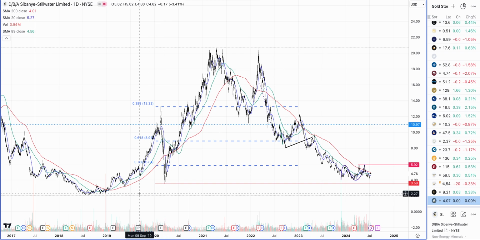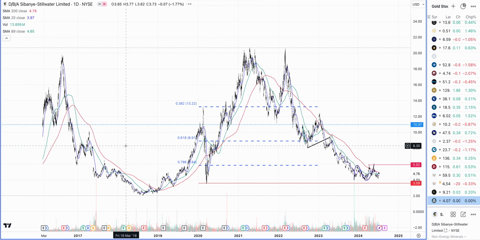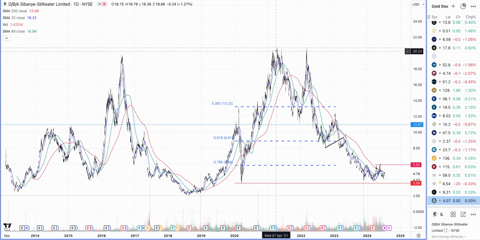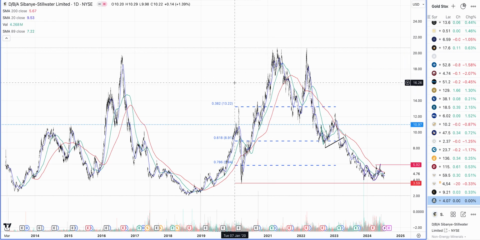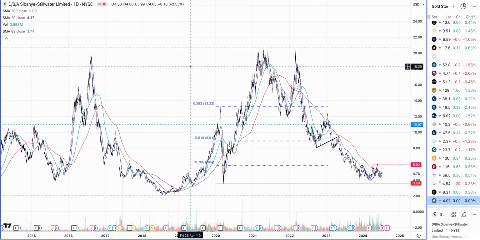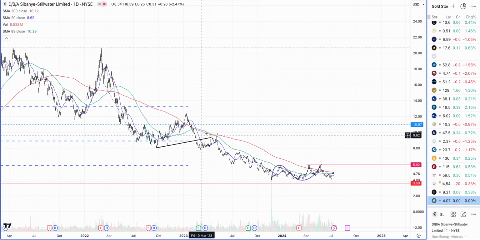And Sibanye is the second largest platinum producer, I believe. I think they became the second largest after buying Lonmin a few years ago, and that's when we saw a nice move in Sibanye. It's a South African based company, and what we're looking at is the ADR. If you look at the actual stock on the South African market, we might not see a lot of these gaps that we see here.